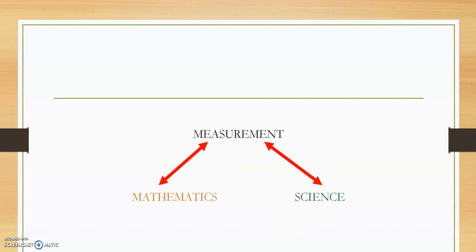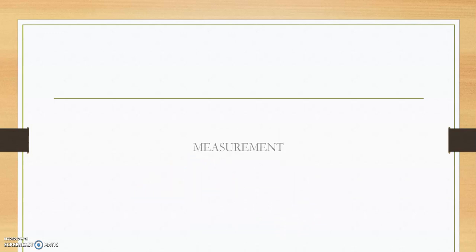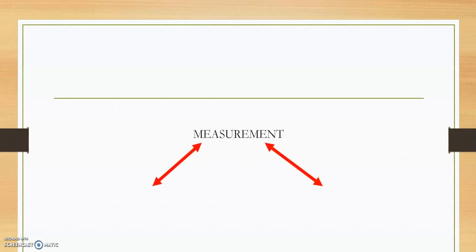So to start with, measurement is widely used in mathematics as well as in science. Again, measurement is categorized or divided into two categories. These are the metric system and the English system. Later on, you will know some of the units that are under those systems.